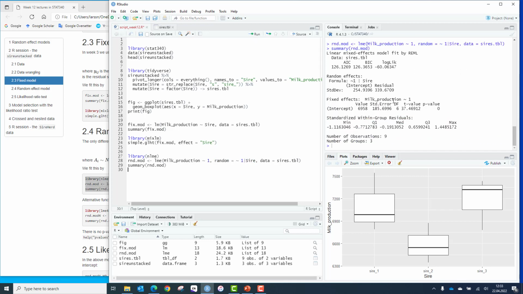And here is the output, and you recognize this from last week. First we have the AIC and some other values up here. Then we have the random effects, and here we can now see the standard deviation. The first one here is the standard deviation of sire, this is the standard deviation between sires. And this is the residual, the standard deviation between cows within each sire, you could say. So we can see that the variance in sires is not super small, but it's smaller than this one, actually.